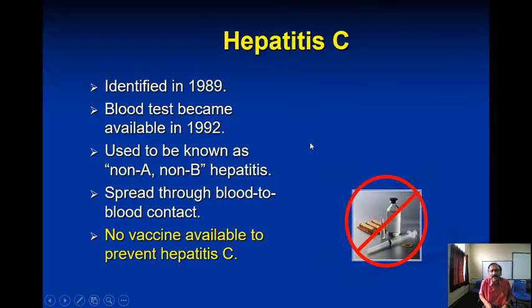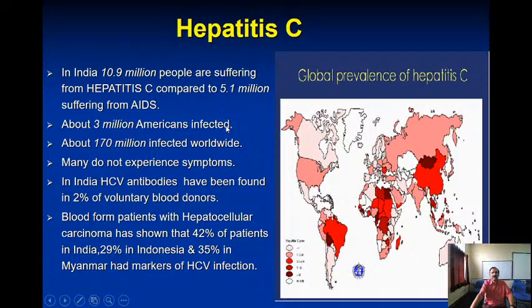Hepatitis C was identified in 1989, and blood tests became available in 1992. Before that, it was put into the group of non-A, non-B hepatitis. There are so many of them being clubbed together, non-A and non-B hepatitis. It is spread exactly like hepatitis B. No vaccine. Unfortunately, there is no vaccine for hepatitis C. That is the whole problem. There is no vaccine for hepatitis C. In India, we have about 10.9 million people suffering from hepatitis C. And of course, this figure has gone down.